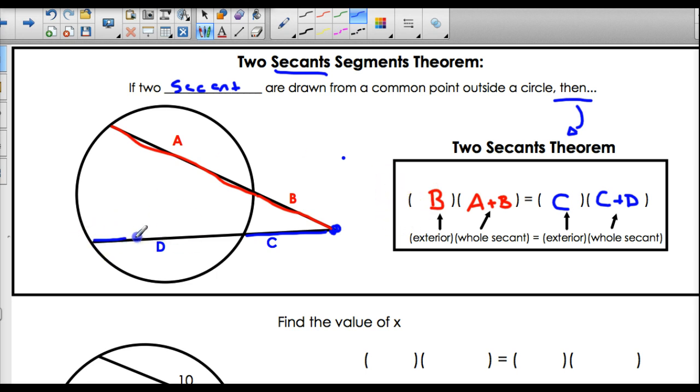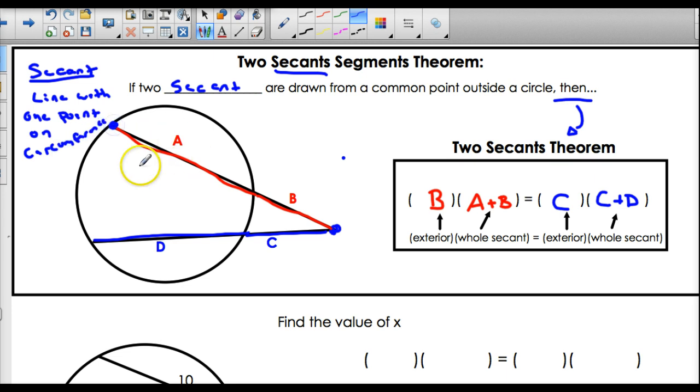Now, one thing I want you to know exactly is what a secant is, and let's define secant if you don't know that yet. A secant is just a line with one point on the circumference, such as right here, and one outside the circle. Okay, a secant has one on the circumference and one outside.